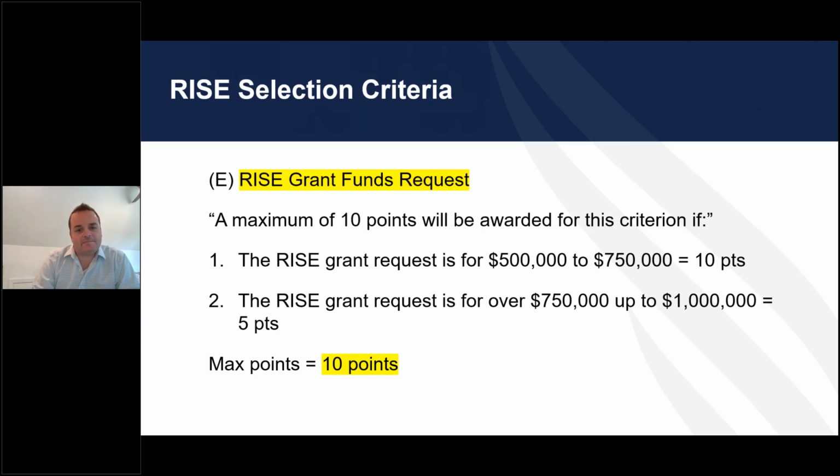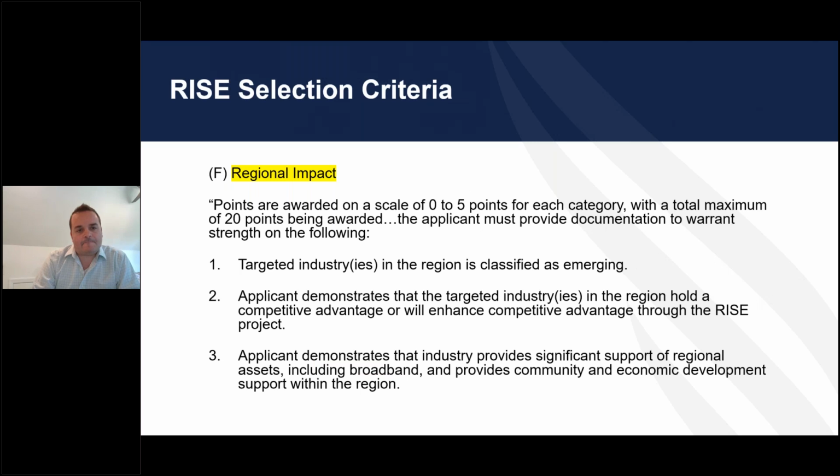So regional impact will be looked at. This is really the projected benefits from this project. The industry being looked at, is it classified as emerging? Does the applicant demonstrate that the target industry in the region holds some type of competitive advantage or will enhance competitive advantage to this RISE project? And the applicant demonstrates that the industry provides significant support of regional assets, including broadband, and provides community and economic development support within the region. So that's being looked at under regional impact.